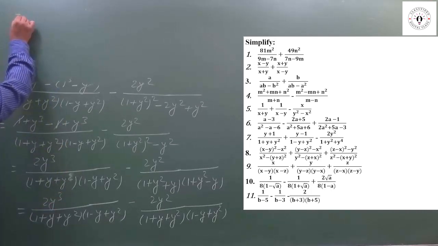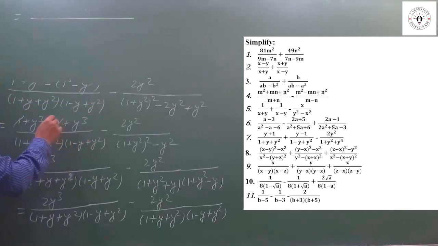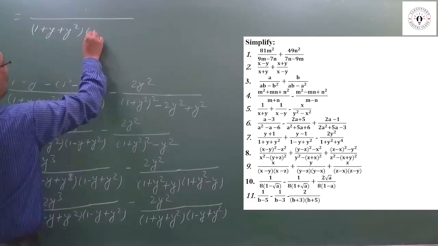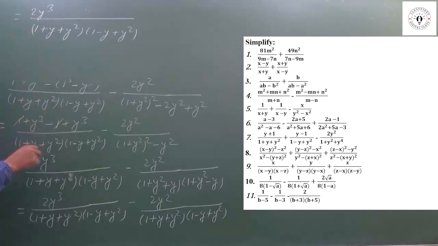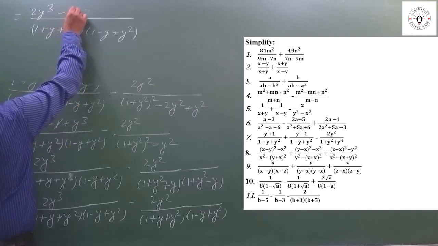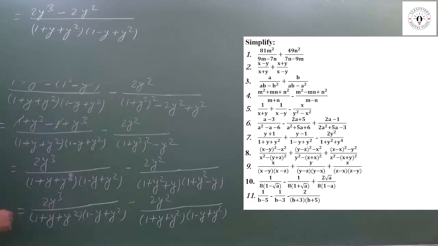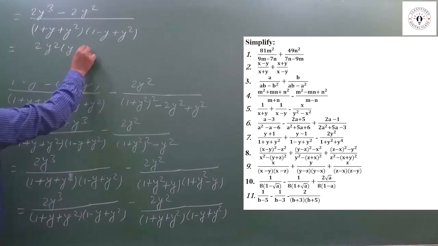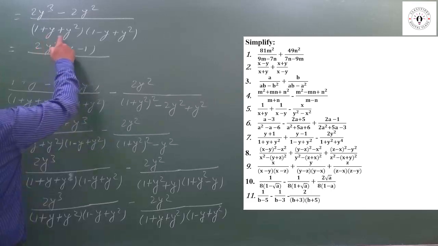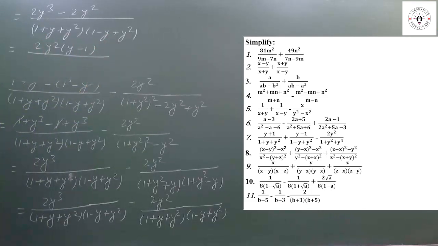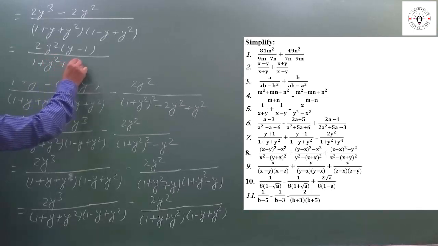So what will be the LCM? Same: 1 plus y square, 1 minus y plus y square. Since denominators are the same, the numerator will also be the same, 2y cube minus 2y square. Look here now, 2y square is common. What is left here? y minus 1. If we multiply these two terms, then it becomes 1 plus y square plus y to the power 4.